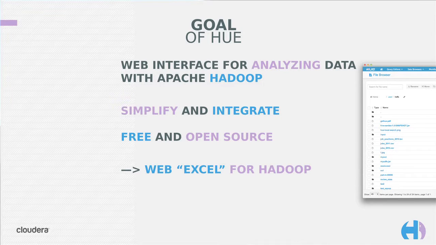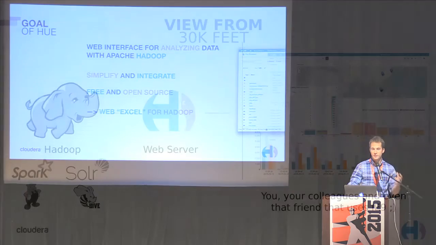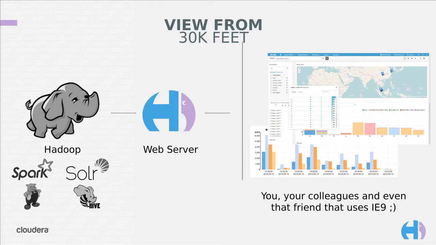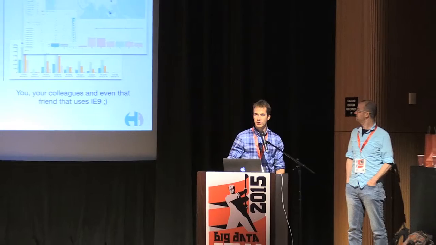The goal of Hue is a web UI to make Hadoop easier to use. You can see it as a Swiss Army knife, or like the web Excel for Hadoop. You can quickly create tables, all within your browser, do some quick visualizations with Spark or SQL on Hadoop, export the data, and share it with your colleagues. So you don't need to go to the command line anymore.